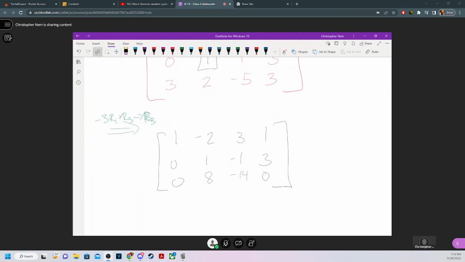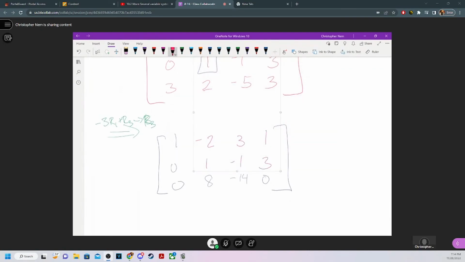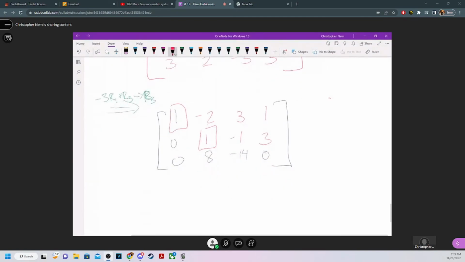Boom. So I have this. Now, my leading entries are still over here, but it's still not fully done. I deleted that first entry in row 3, but now I need to delete the second entry. It needs to be a 0. That 8 needs to be a 0. How can I get rid of that?